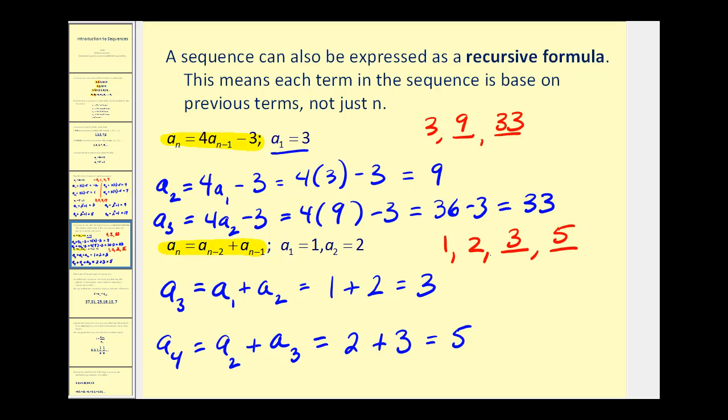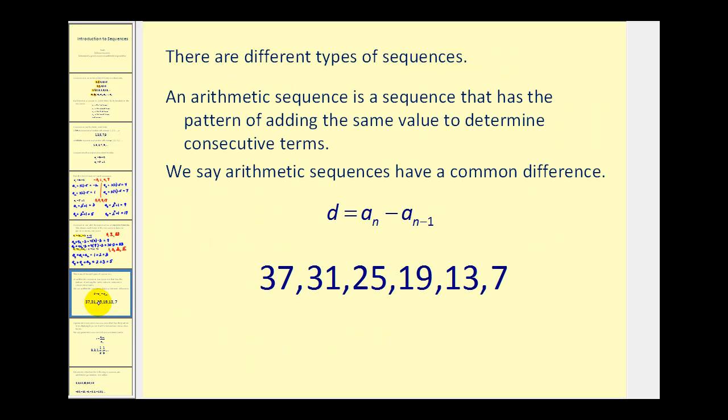Now we're going to shift gears to talk about two different types of sequences. One's an arithmetic sequence and the other is a geometric sequence. An arithmetic sequence is a sequence that has the pattern of adding the same value to determine consecutive terms. And we say arithmetic sequences have a common difference.